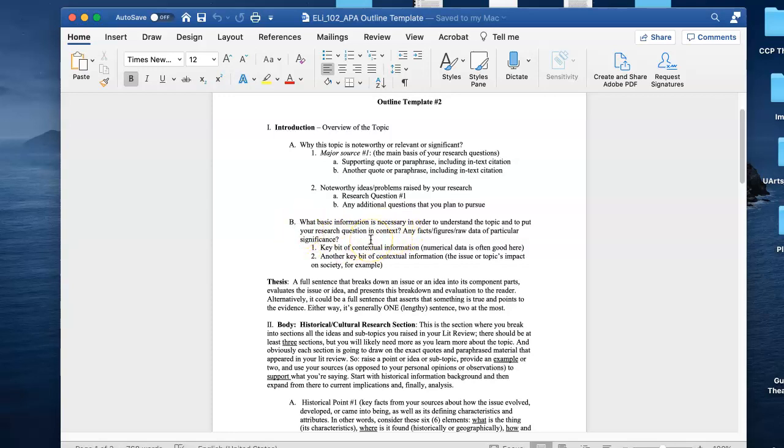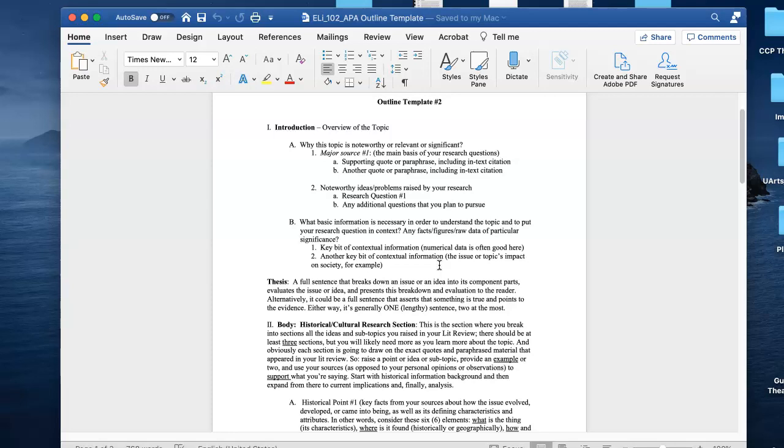What basic information is necessary in order to understand the topic and to put your research question in context? Any facts, figures, raw data of particular significance? So I really want you thinking here about data, numbers, statistics. That's the kind of stuff you want to be looking for now, that really puts your information, your topic into a context, helps us to understand what its significance is, why it matters, who it's having an effect on.